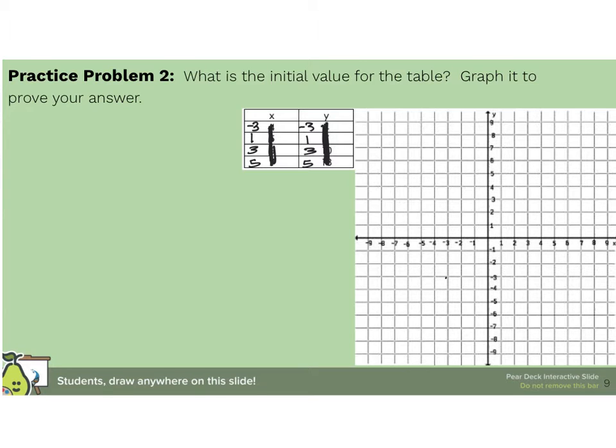Practice problem 2, sorry. We need to find the initial value, and then we're going to graph it to make sure we did it correctly. So first, we need the slope.